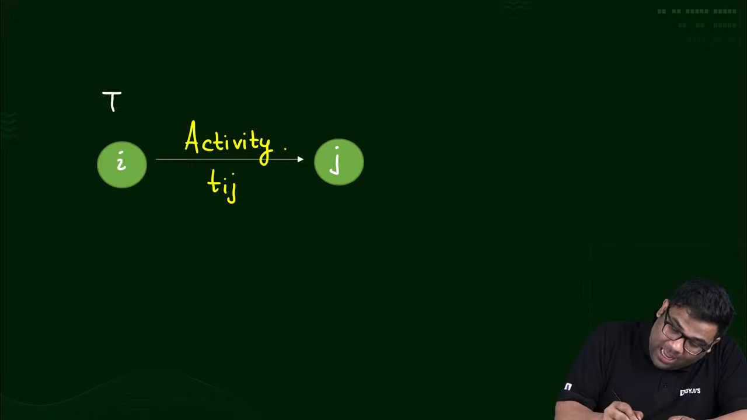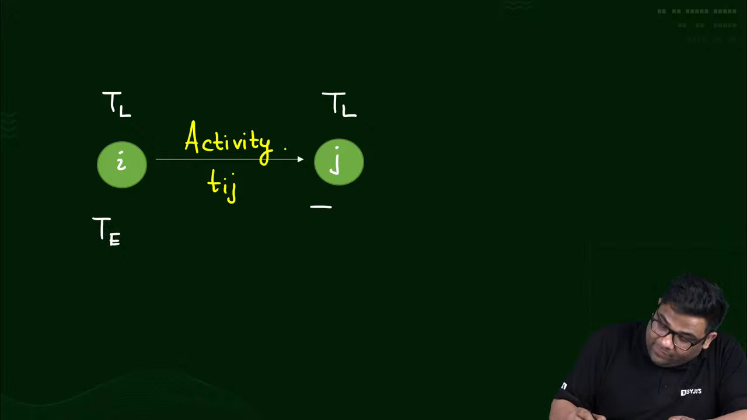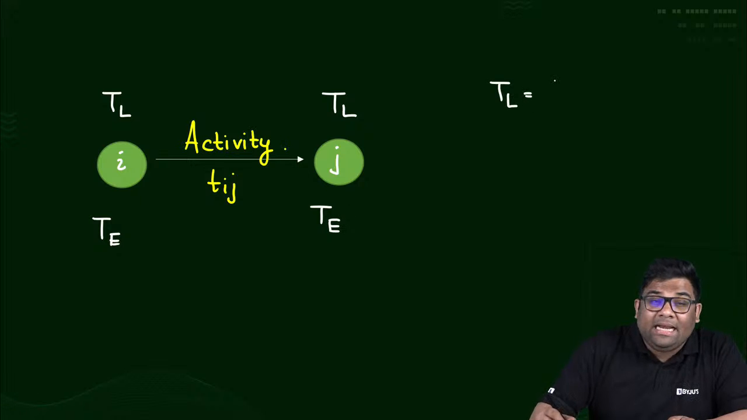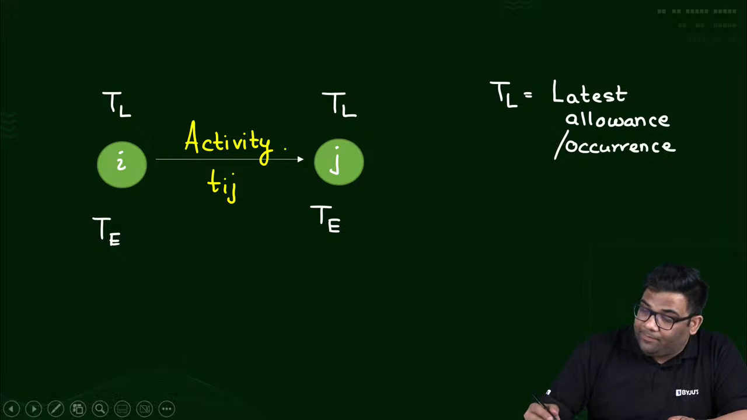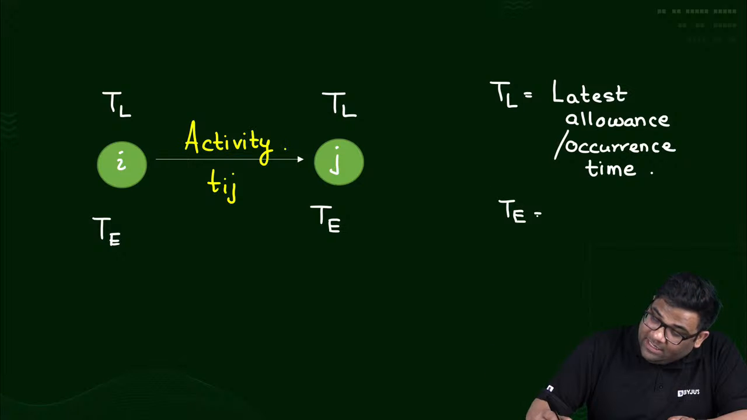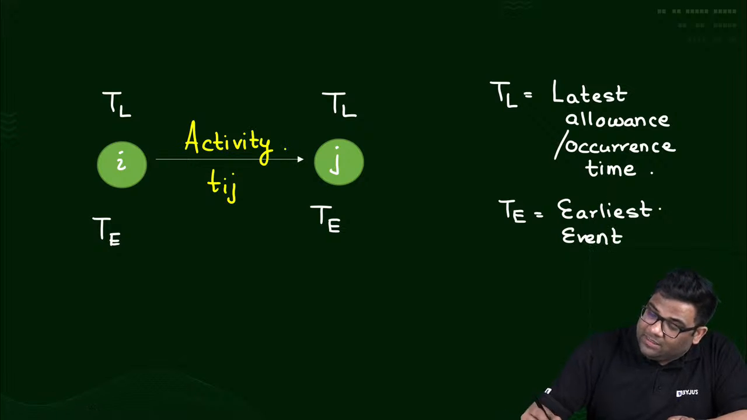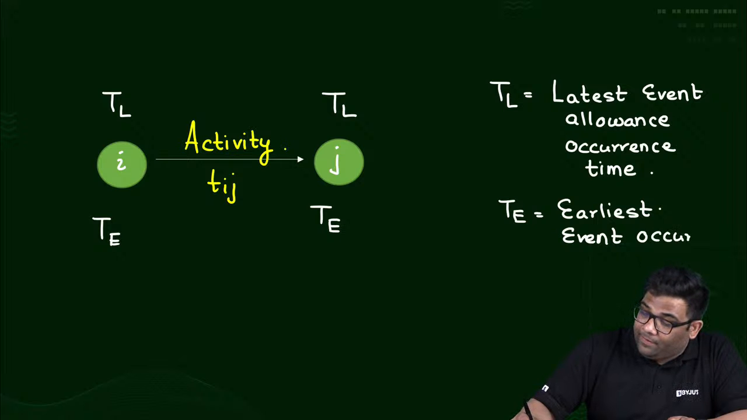This will have a TL, and this will have a TE. What is this TL, TE? TL is known as latest allowance time, or latest event occurrence time, LOT, latest occurrence time. And TE is the earliest event occurrence time.